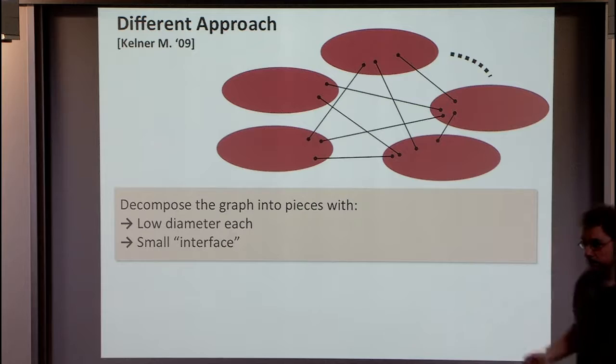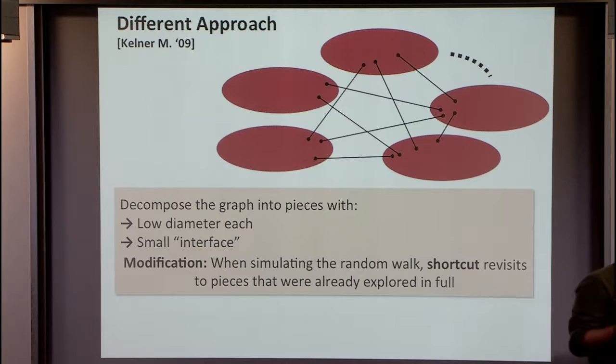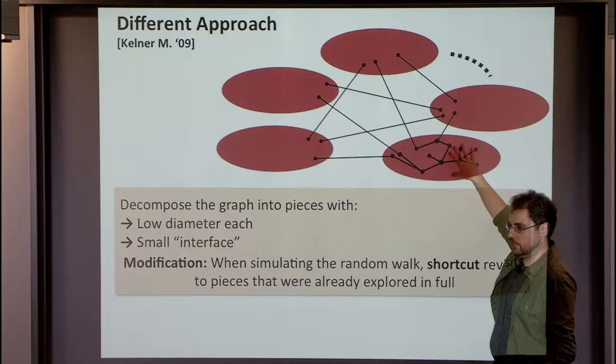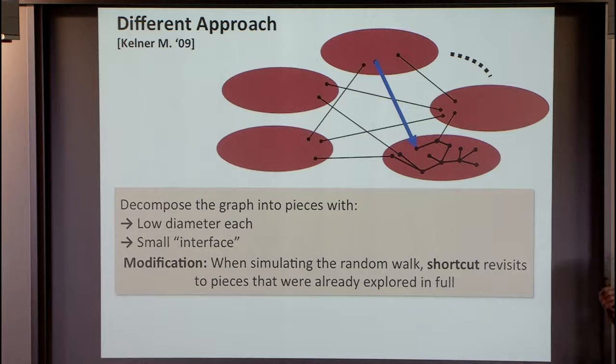Okay? And now what you do? Well, you again run the random walk in this whole graph, but you do it in a smart way. The smart way corresponds to a certain shortcutting, a certain optimization. Namely, if in one of these pieces my walk already discovered all the first visit edges, so I already know how my tree looks, then whenever I am about to revisit the same piece again in my random walk, I actually don't do it. What I do instead is I shortcut it.